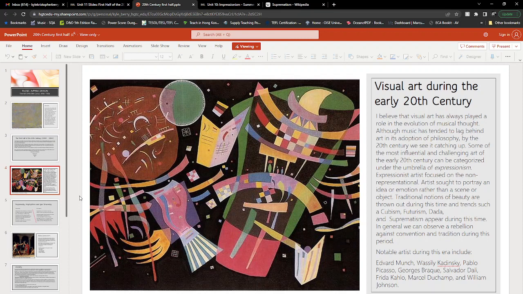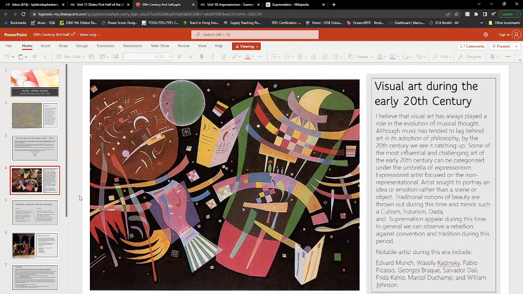Expressionist art focused on non-representational depictions. So rather than showing a human, they might show the idea of a human, or figure out a different way to express the idea of a flower or of a human or whatever, but in interesting ways, not just drawing a head and a body and 2 arms and 2 legs.